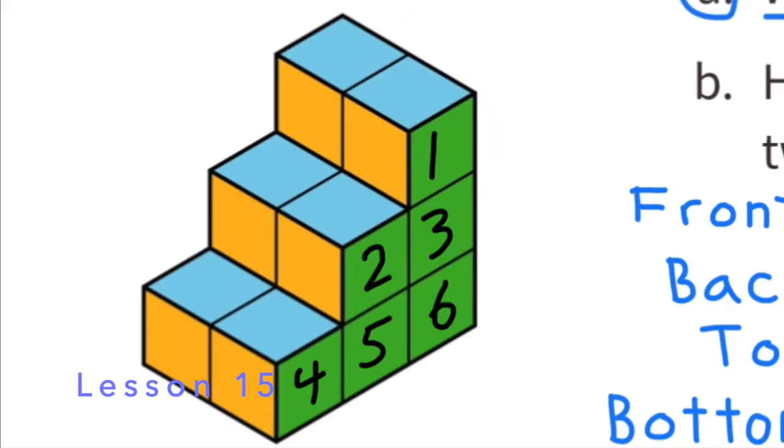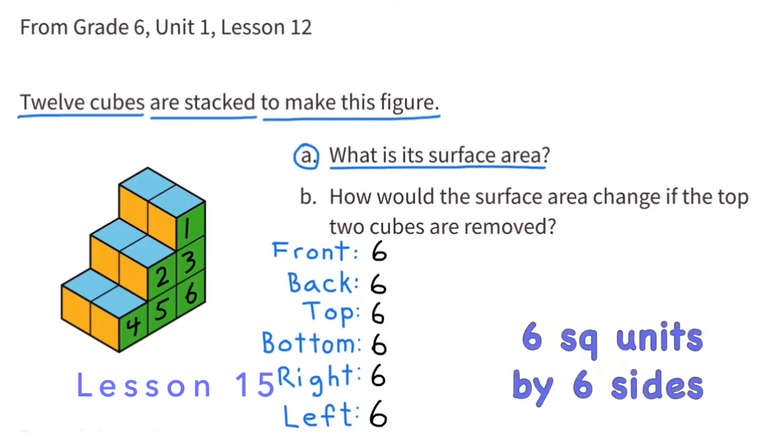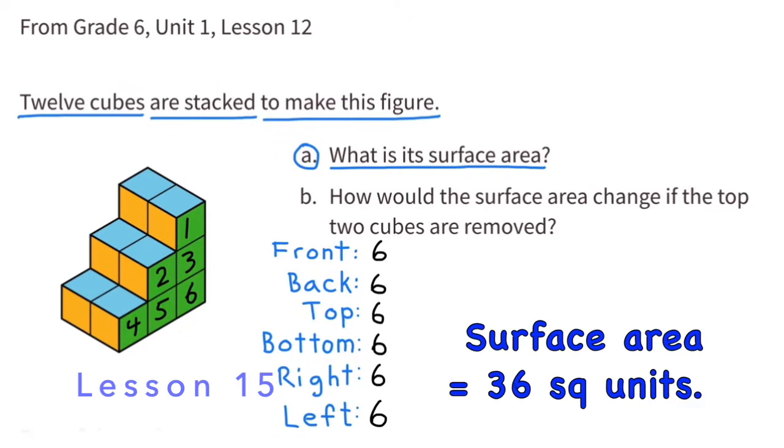Representing the right side in green, another 6 square units. Both the right side and the left side are 6 square units. 6 square units by 6 different sides equals a total surface area of 36 square units.